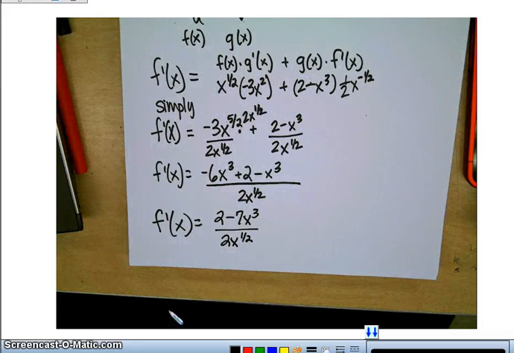We can have radicals on the bottom here, by the way. So, what was the hardest part here? The algebra.